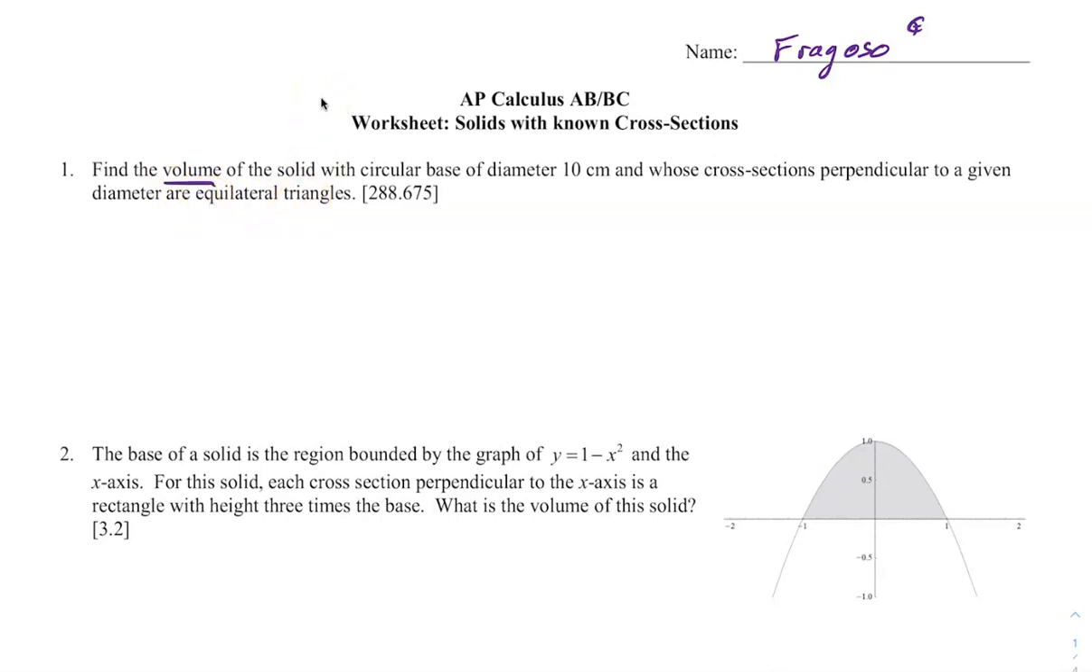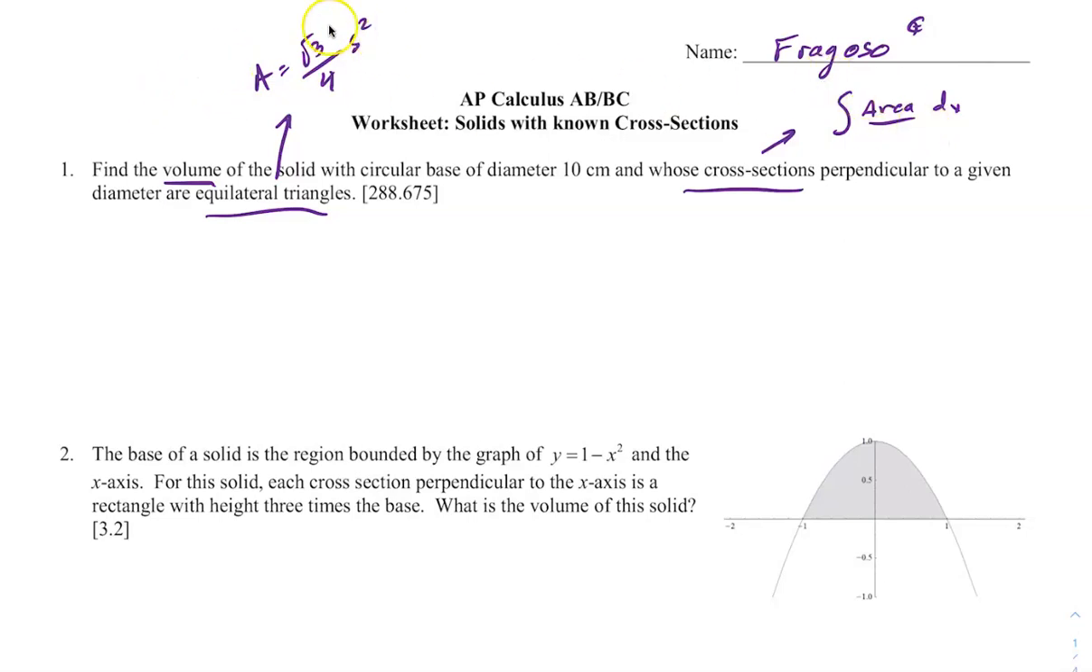Volume. Right now we only have one way to do volume, and that is to do a cross section. Every time I hear the words volume and cross section, I think all I gotta do is integrate the area formula. That's it. In this case, we have equilateral triangles, so you have to remember what your area formula for that is. For equilateral triangles, the area is square root of 3 over 4 s squared. So that's what we're going to integrate.